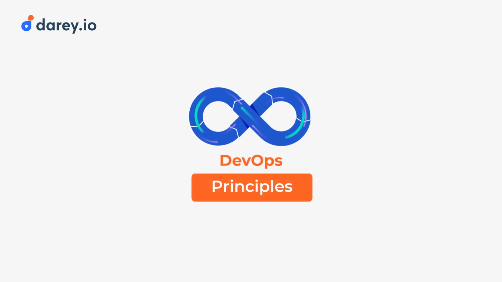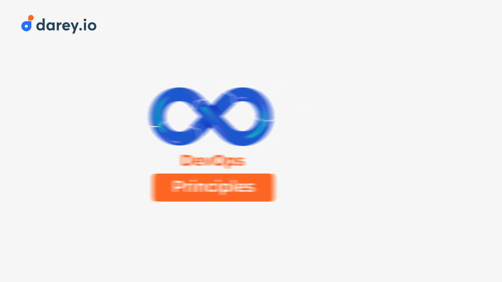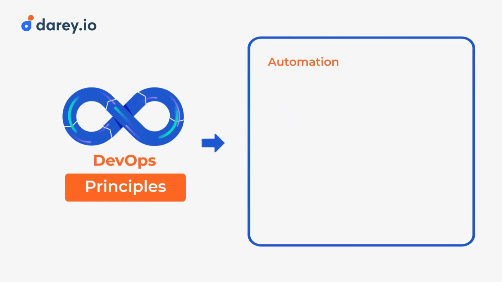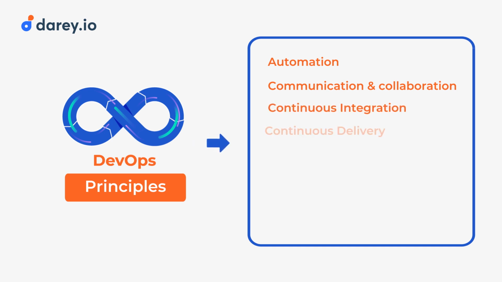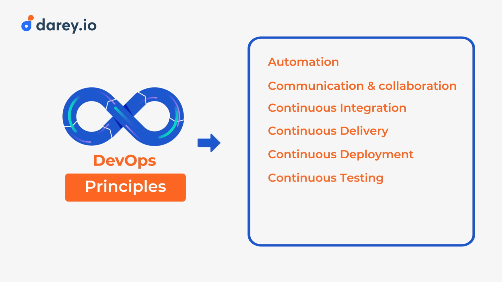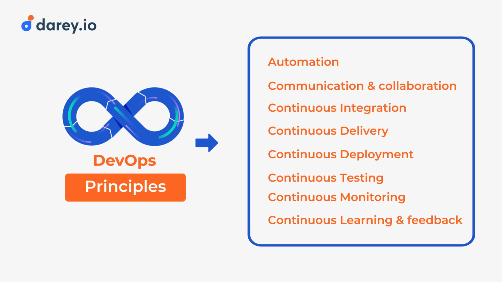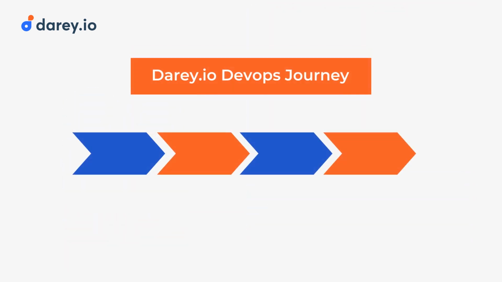Amongst all the different principles, there are a few that must be considered for a successful DevOps adoption. These are automation, communication and collaboration, continuous integration, continuous delivery, continuous deployment, continuous testing, continuous monitoring, continuous learning and feedback. Let's explore each of them briefly. And by the way, if you don't quite understand them fully just yet, do not worry. As you progress in this DevOps journey with Darren.io, they will become much clearer.